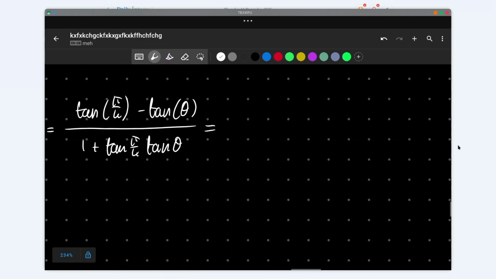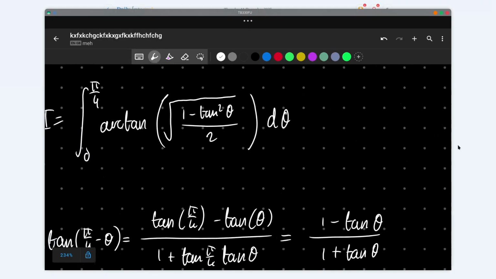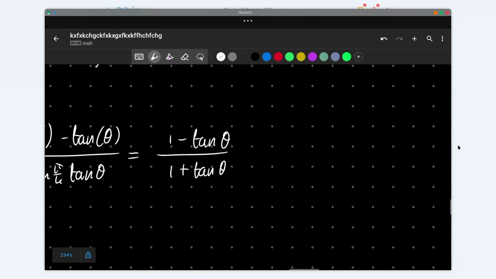And that is just equal to... tan pi over 4 is just 1, right? So it's just 1 minus tan theta over 1 plus tan theta. Interesting. I just need that to give me a useful result, and I hope it does. What does that do for me? It does something. I just have no idea what it does.